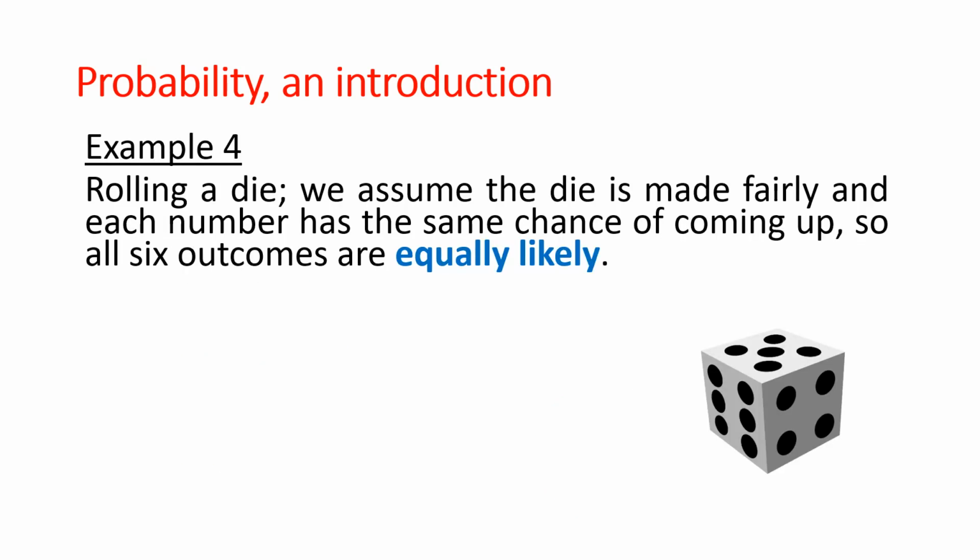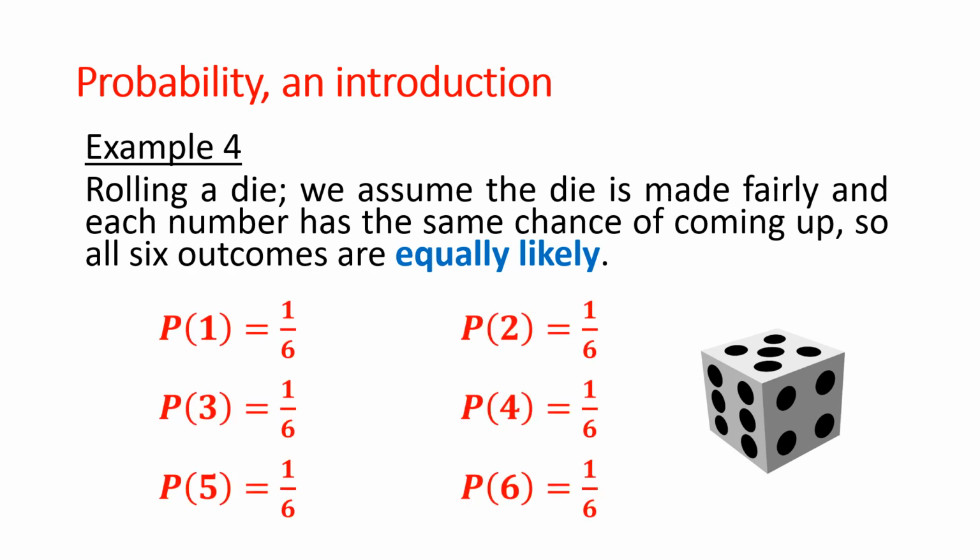What about rolling a die? Well, again, we assume the die is made fairly and each number has the same chance of coming up. So we assume all 6 outcomes are equally likely. So the probability of each number should be 1 chance out of 6, according to the theory.